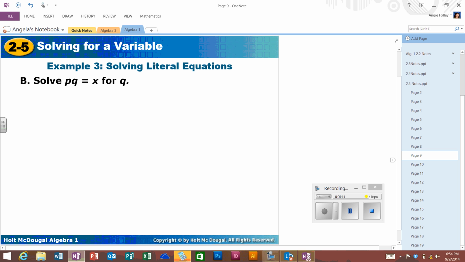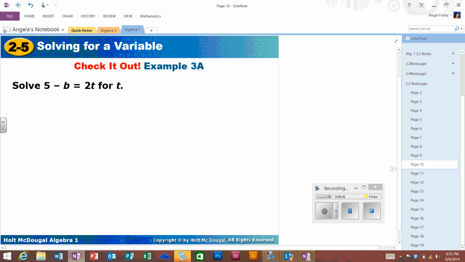Here's another one. Pause it if you would like. PQ equals X. So P times Q equals X. We want to say Q equals something. Well, here's the Q. So what's being done to it? Well, it's being multiplied by P. So to get rid of the P, we would divide both sides by P. So now I have Q is equal to X over P. And I'm done. That's all you do. I know that looks funny and that's frustrating, but that's it.